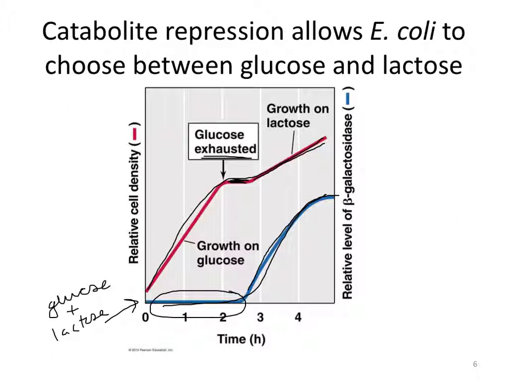And you'll notice that the steepness of the figure depicting relative cell density is less when growing on lactose than it is on glucose. And that's because glucose is a better way to make ATP. Glucose catabolism is a better way to make ATP than lactose catabolism. However, the lactose catabolism works as shown by the increase in the red line.